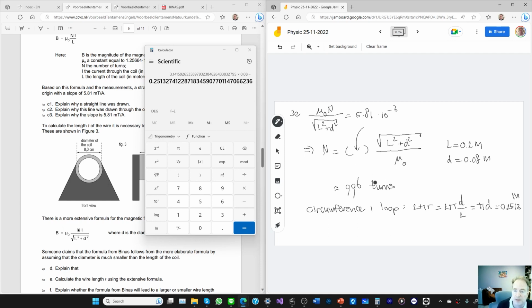And I just need to multiply this by the number of turns. Then I will get the total wire length. So times 996. So then I get L is the N times pi times D, is roughly 250 meter.